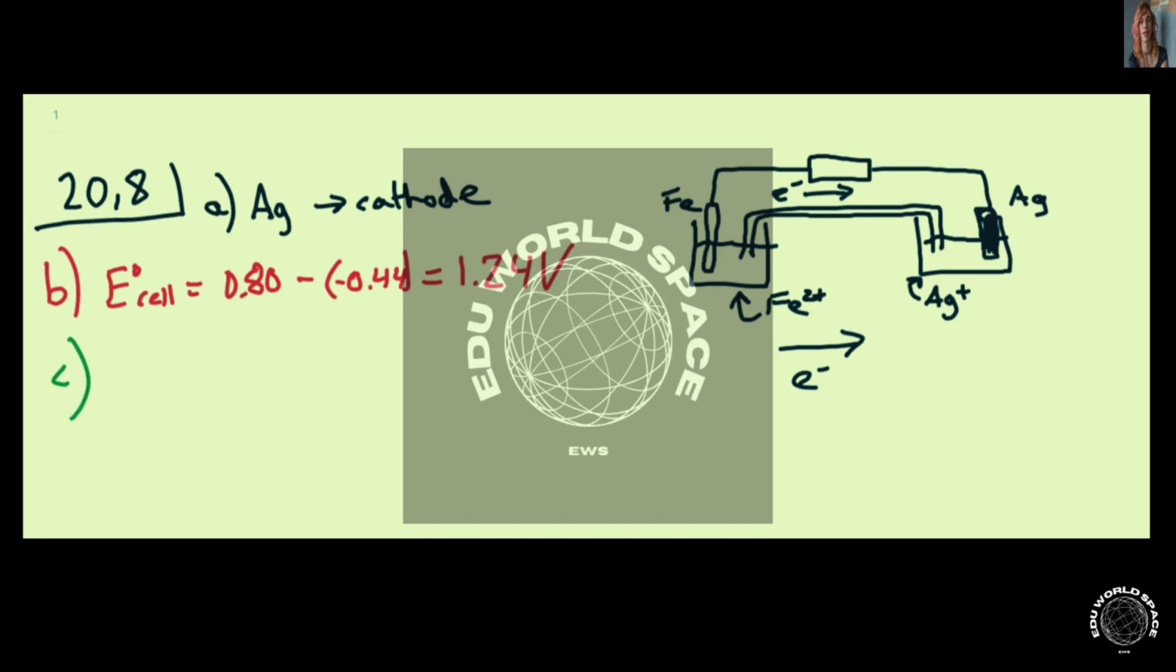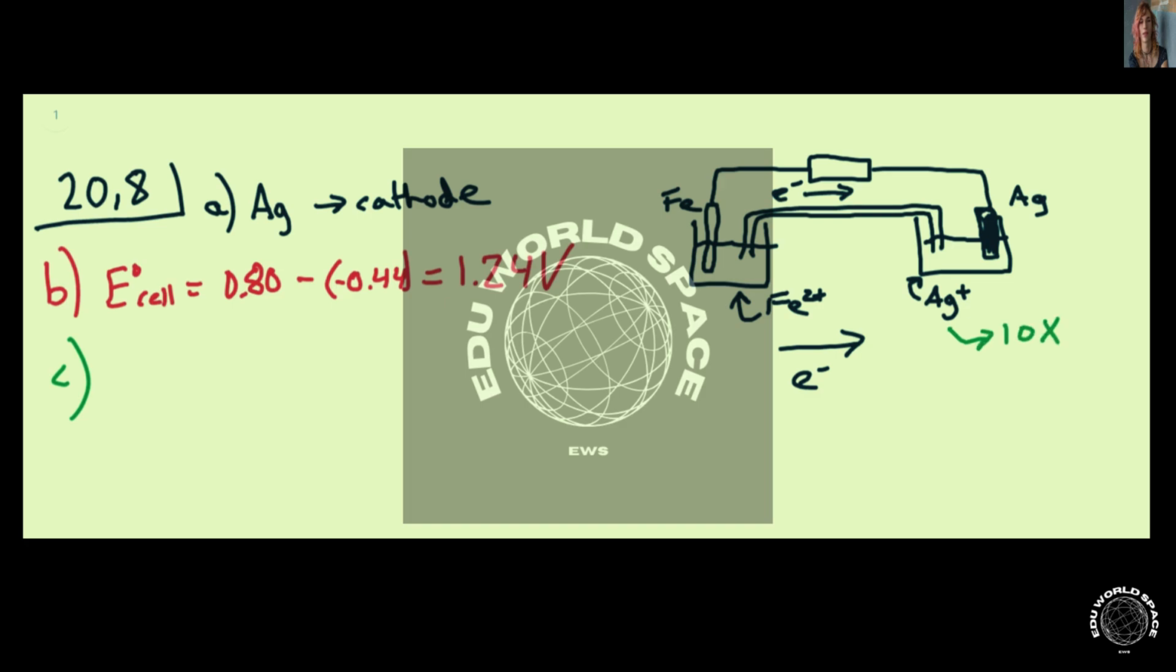In part C, they're asking us, what is the change in the cell voltage when the ion concentrations in the cathode half cell are increased by a factor of 10? So basically, we're increasing this 10 times.